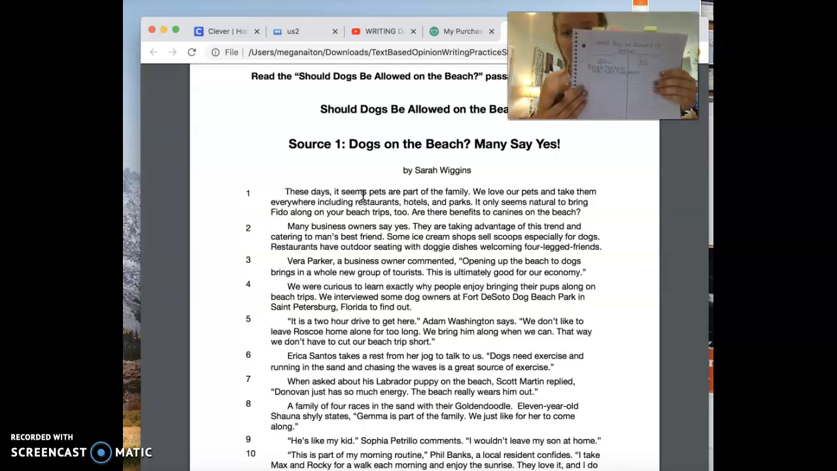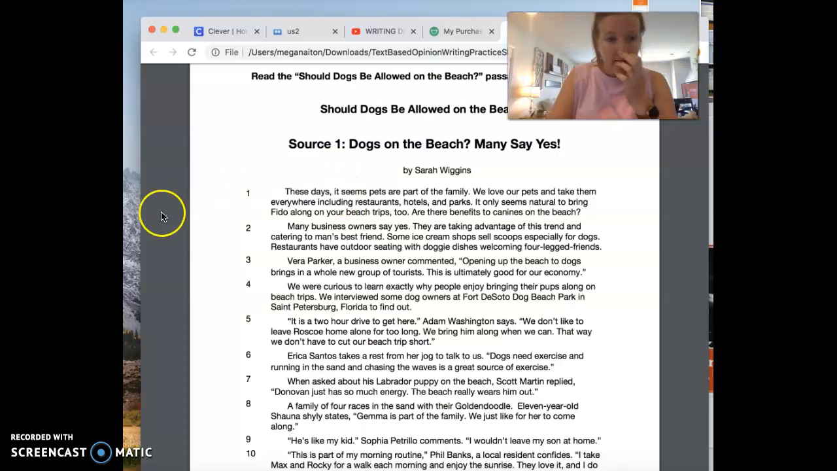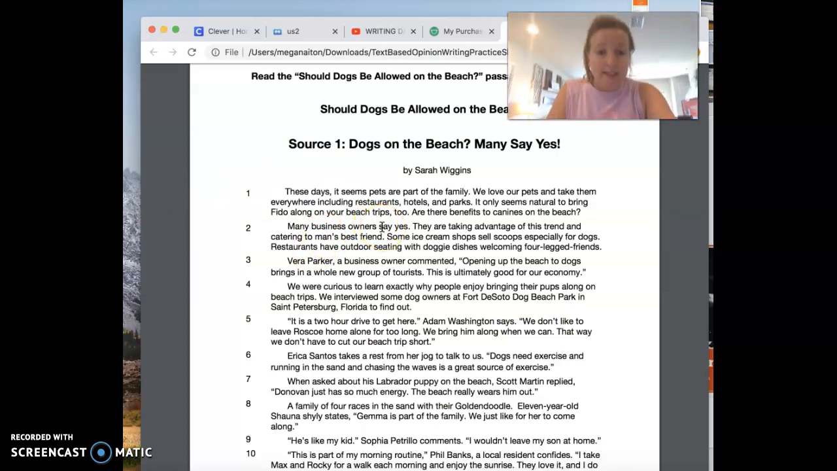Okay, so this is what I wrote on my paper for yes, and I put a number 1 because this is article number 1. All right, I'm going to continue. It says many business owners say yes, they're taking advantage of this trend and catering to man's best friend. Some ice cream shops sell scoops, especially for dogs. Restaurants have outdoor seating with doggy dishes welcoming four-legged friends. So what I'm reading here is that many businesses at beaches are dog friendly. So I'm going to go ahead and write that as something that would support, yes, dogs should be allowed on the beach.